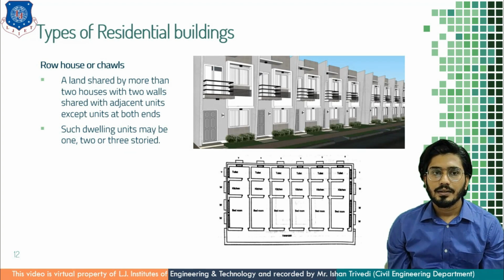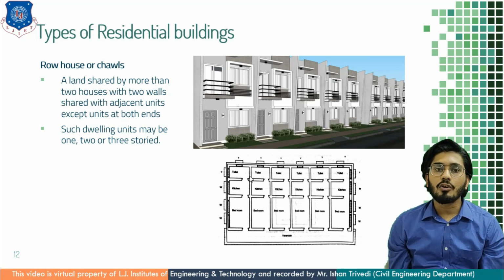Next is row house or a chawl. A row house or a chawl is where the land is shared by more than two houses, with two walls shared with adjacent units except for units at both the ends. Like here you can see the first wall and the second wall, these are the independent walls, whereas the intermediate wall of different units are shared among each other.